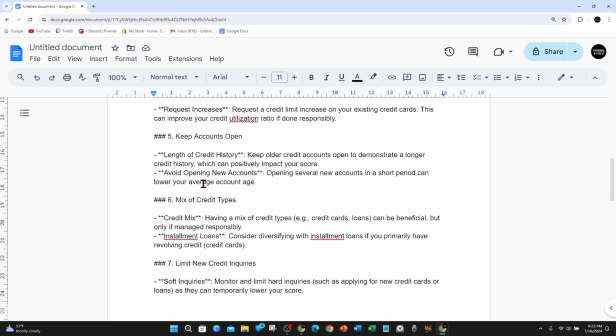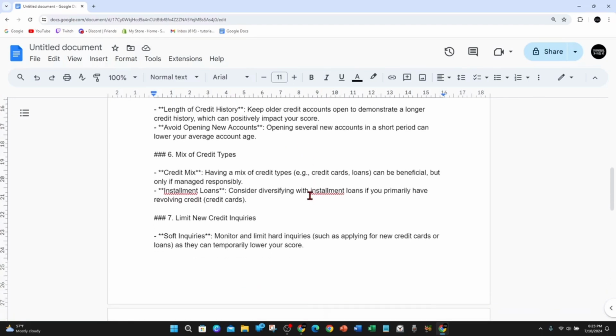Keep accounts open, so length of credit history. So keep older credit accounts open to demonstrate a longer credit history, which can positively impact your score. And avoid opening new accounts as well. So opening several new accounts in a short period can lower your average account age.